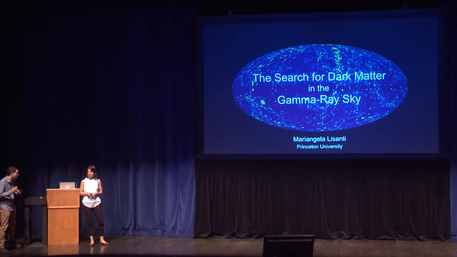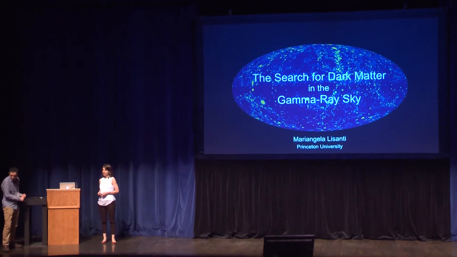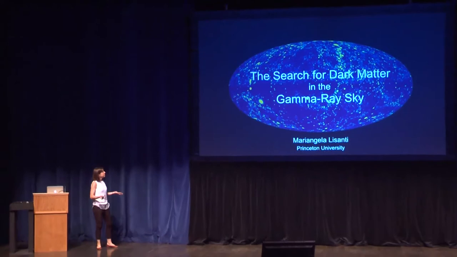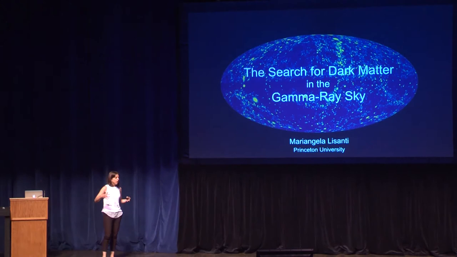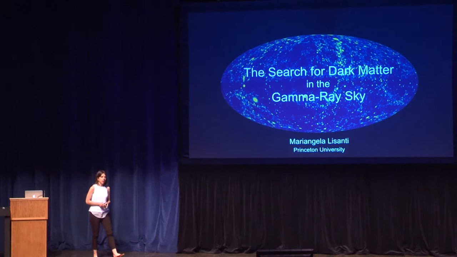Thank you, and I want to thank the organizers very much for a wonderful meeting and for the invitation to be here today. So I'm going to talk today about searches for dark matter in gamma rays, and specifically I'm going to be focusing on the scenarios of dark matter annihilation. And what I'm going to do over the course of the talk is take you through all the different places that we've been looking in the gamma ray sky for these signals.